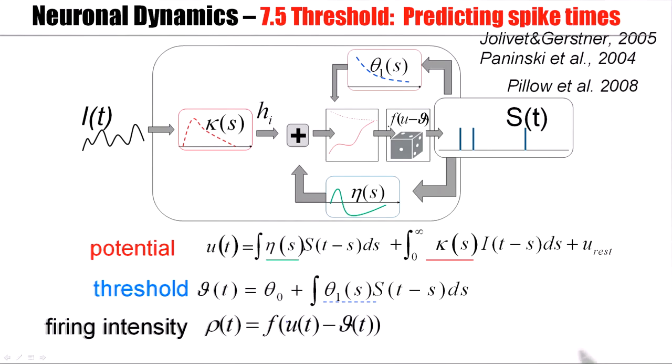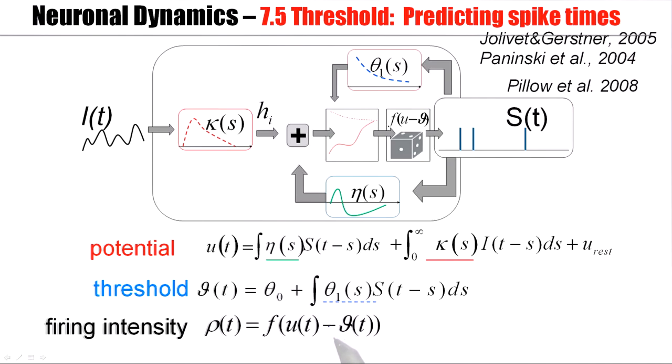So here is our standard formulation with spike after potentials. The input is filtered with a filter kappa. Output spikes are generated stochastically. The feedback goes back as a contribution to the membrane potential, that adds in here, as well as a contribution to the dynamics of the threshold, that adds in here. And firing times are generated stochastically by the neuron model.